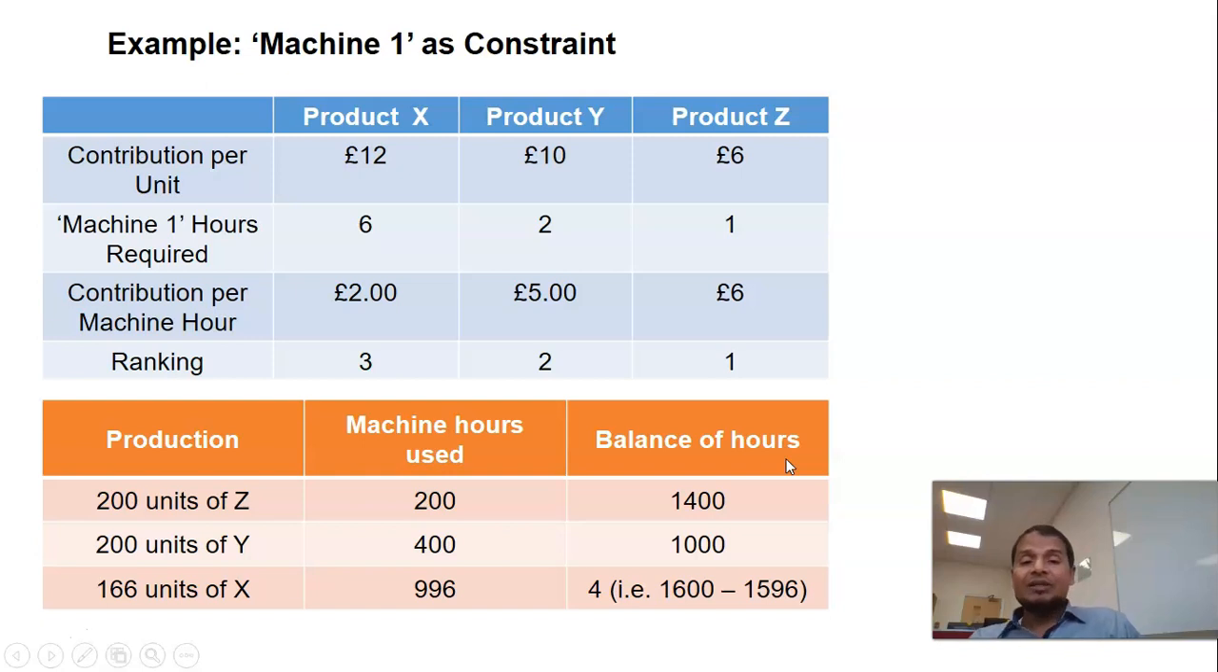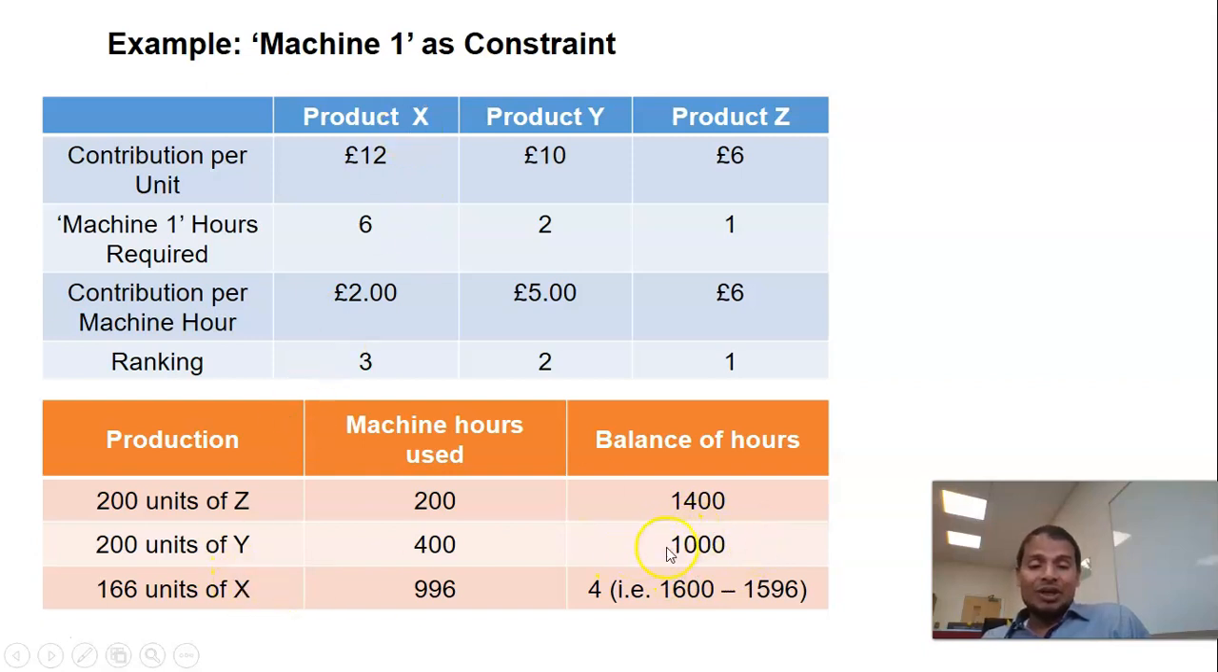Okay, so next, what's the second choice? The second choice is Y. If you produce 200 of Y, for each unit you need 2 hours. So 2 hours multiplied by 200 is 400. If you deduct 400 from here, it's 1000 hours remaining for producing product X.